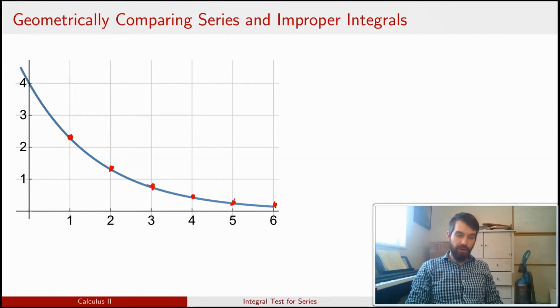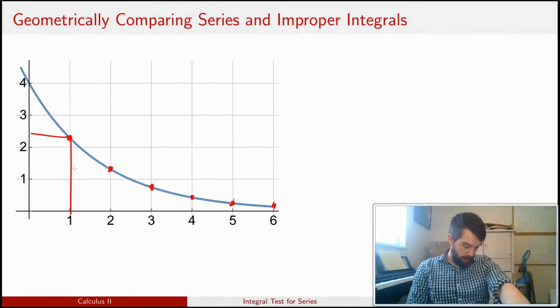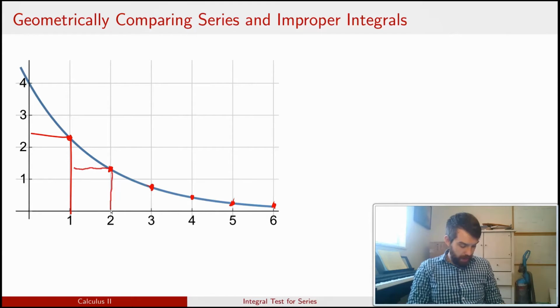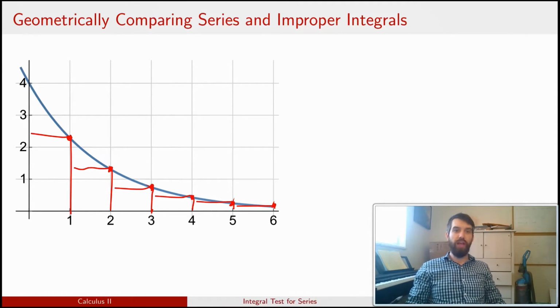If I think about a series as a sum of different numbers, I can actually think of them as a sum of different rectangles that have height the number and width 1. So for instance, I can think of this as being a height of whatever that value is and a width of 1, and so on down the line. So in other words, the series that I have can be thought of as an approximation of an integral, which is the area under a particular curve.